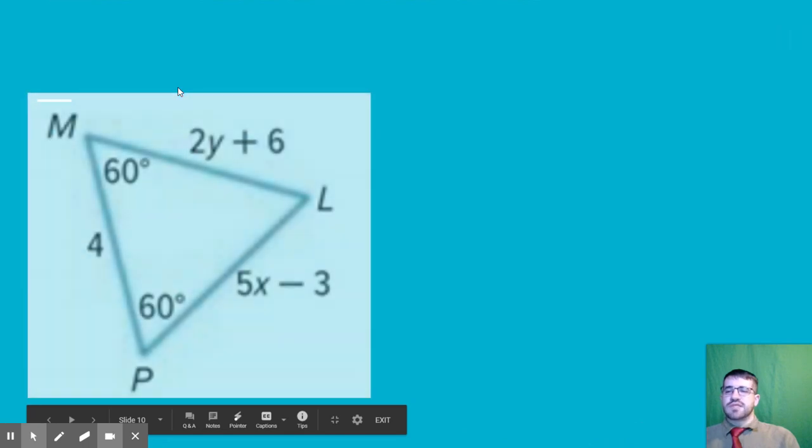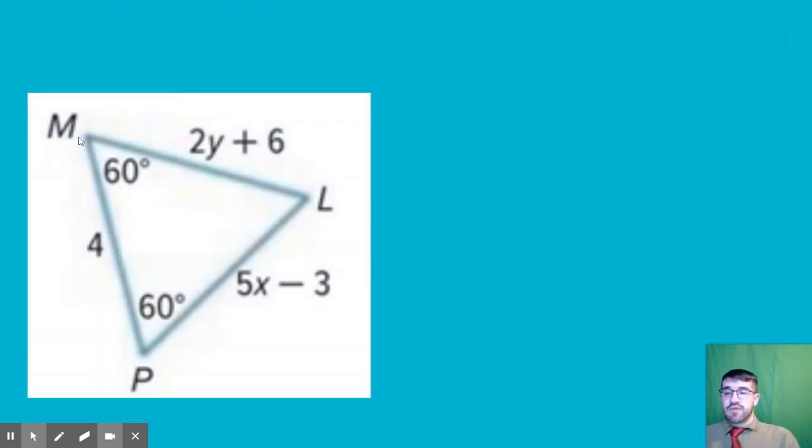And for problem 22, we have triangle MLP with the measure of angle M equals 60 degrees, the measure of angle P equals 60 degrees. So what kind of triangle is this one? Think about this one for a moment.